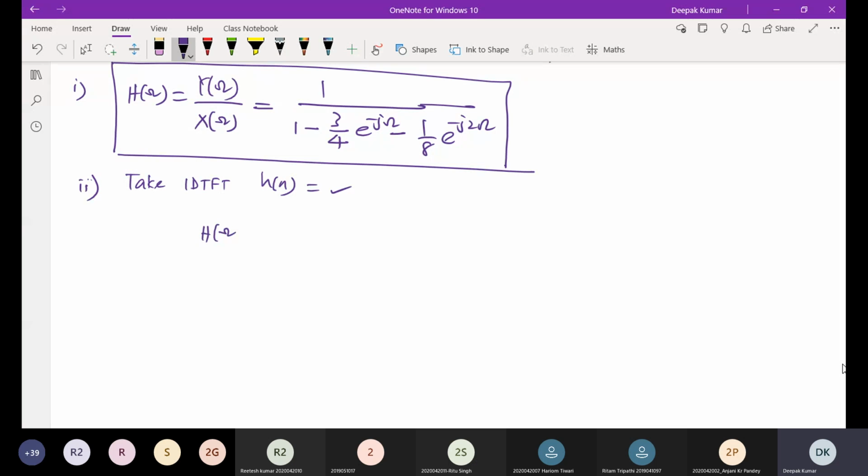H of omega can be expressed by representing this expression in the form of factorization of two terms. This factorization can be done by your elementary school knowledge. It will be 1 minus half e to the power minus j omega, into 1 minus 1 by 4 e to the power minus j omega.